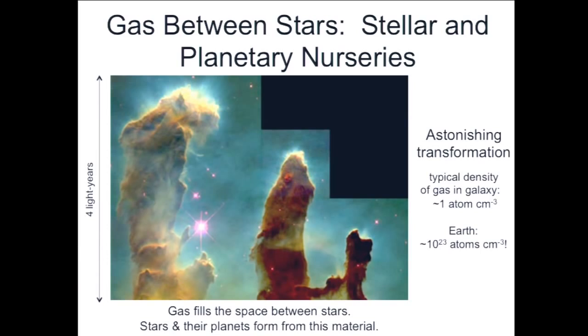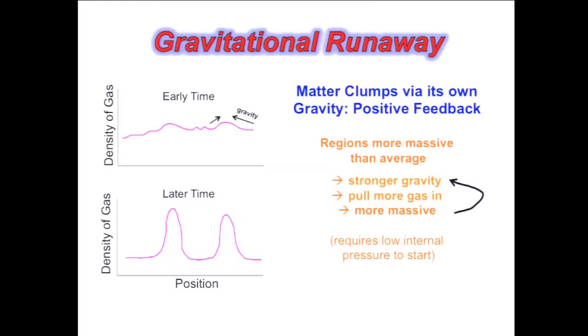Some places in the cloud there's a little bit more gas, some places there's a little bit less gas. And so I've illustrated that schematically here by plotting how much gas there is as a function of where you are in the cloud of gas. Some places there's a little more than average, some places there's a little less than average. The regions that just happen by luck to have a little more stuff than average, like this spot or this spot, those regions are a little bit more massive than their surroundings because there's more stuff there.